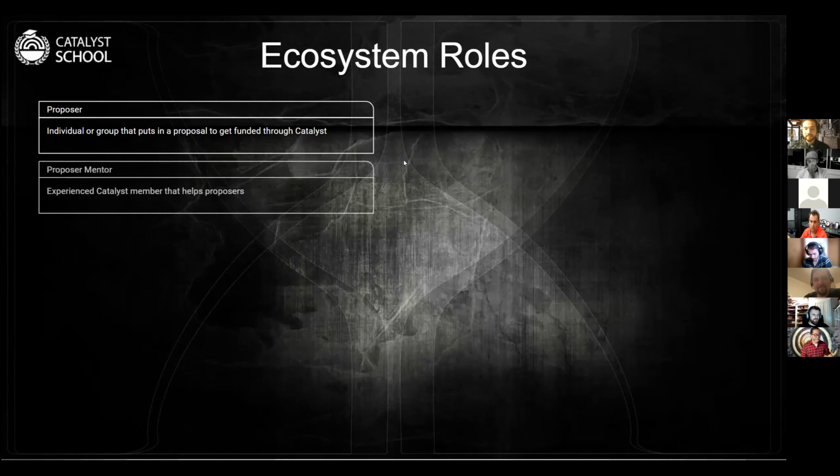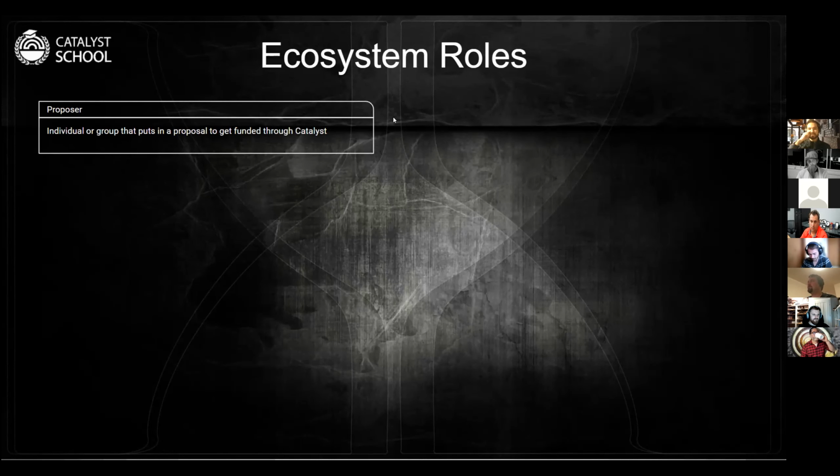So yeah, as I was mentioning, there are some different roles within Catalyst. The first one, I think the most obvious one, is the proposer, which could be an individual or a group of people that puts a proposal in Catalyst, and they could have either just a simple idea or a complete plan with all the details, the roadmap, the milestones, and the more information that there is available there, the higher the chance of being funded usually.